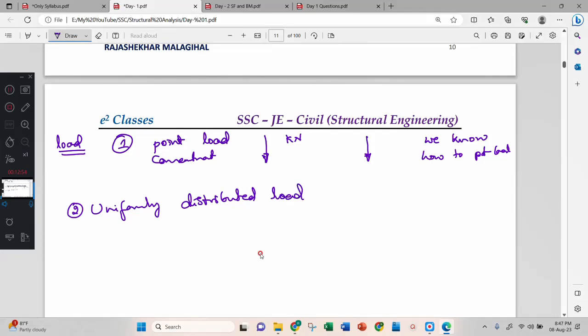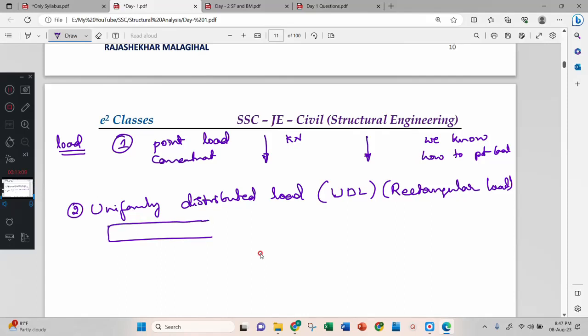Uniformly distributed load is also called UDL. This is also called rectangular load. Why rectangular load? Because the correct representation of this load is this rectangular shape. But this takes a lot of time to write like this, therefore we are using this notation. This is your UDL.